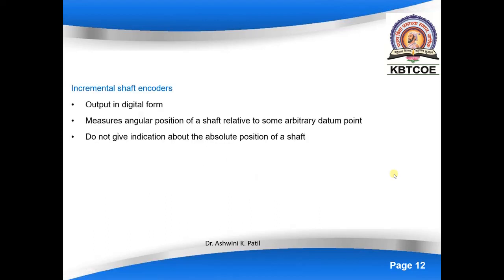Incremental shaft encoders, the output of this is in digital form, that is, 1010 output we get. It measures the angular position of the shaft relative to some arbitrary datum point. It does not give indication about the absolute position of the shaft.